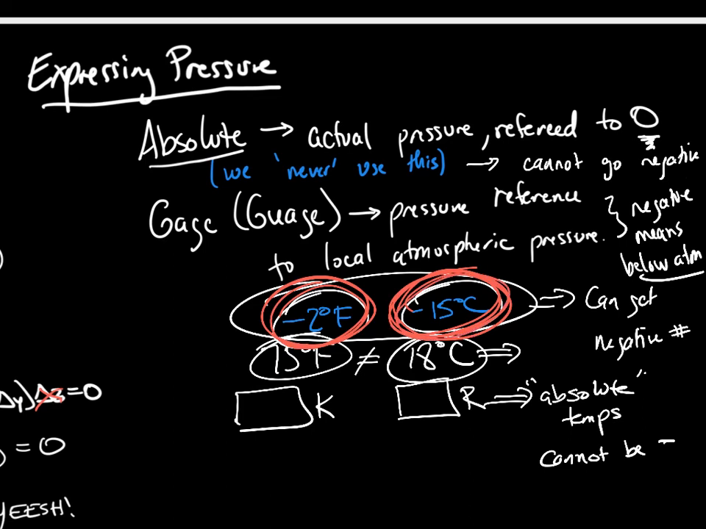So if you're in Celsius, if you have a negative temperature, that just means you're 15 degrees below the freezing point of water. Okay, so hopefully that helps you understand what the difference is between these two.